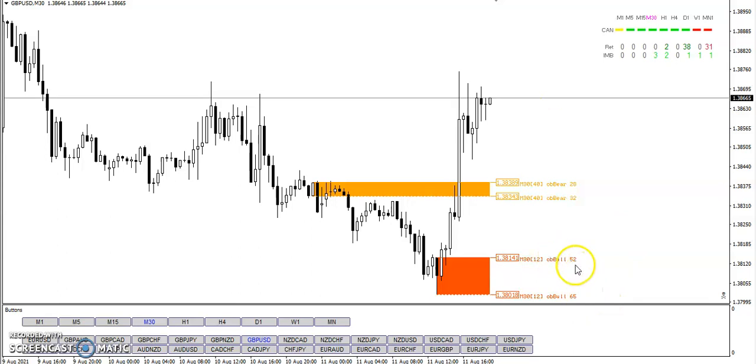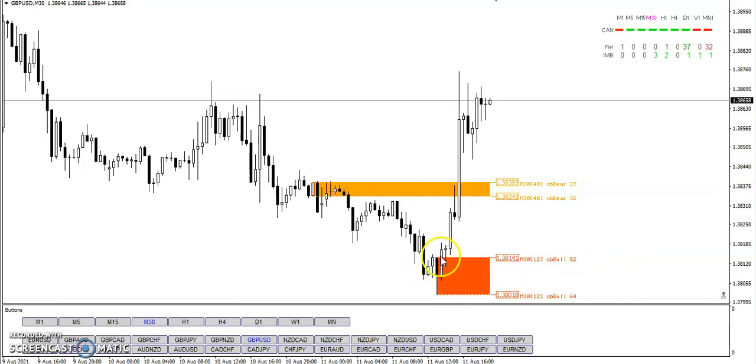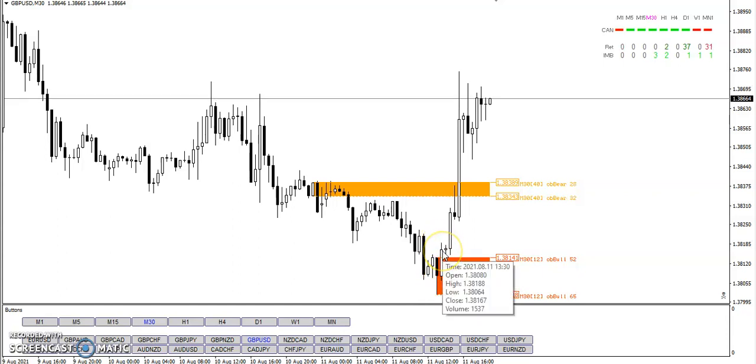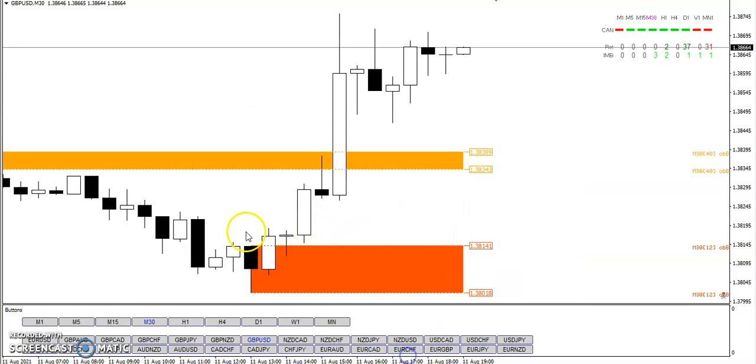Well, a bullish order block is where you have a bear candle followed by a bull candle, and the close of the bull candle is higher than the high of the bear candle. Okay, so you can see that pretty clearly right here. Here's the high, here's the close, bear candle, bull candle.